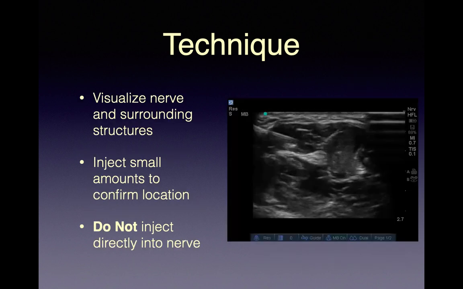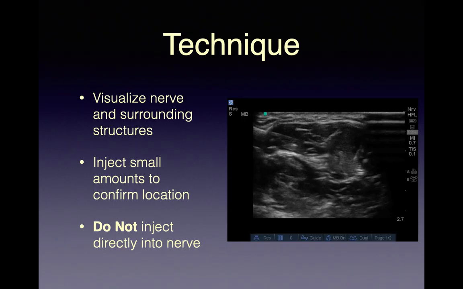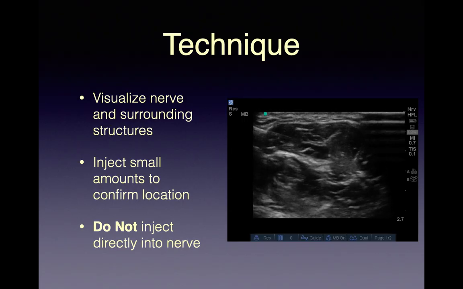It is important to visualize the nerve and any surrounding vascular structures. To help confirm the location of the tip of the needle, inject a small amount of anesthetic, demonstrated in the video. Please do not inject directly into the nerve, as this may damage the nerve.